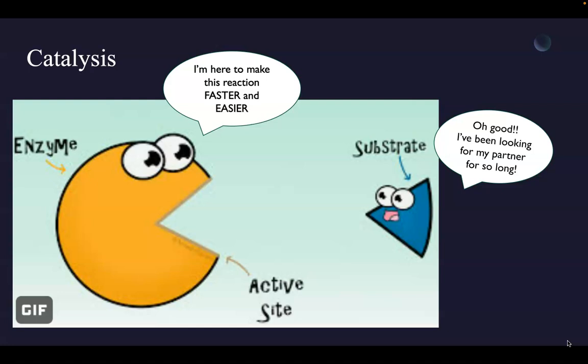So here's a great little image to kind of bring this point home. We've got an enzyme with an active site ready to bind to substrate. And you can see the enzyme is saying, I'm here to make this reaction faster and easier. It's what they do. The substrate's over here saying, oh good, I've been looking for my partner for so long. And that's because without the help of an enzyme, the reaction of two substrates that need to come together is going to take way longer to happen. The enzyme's making it faster and easier.